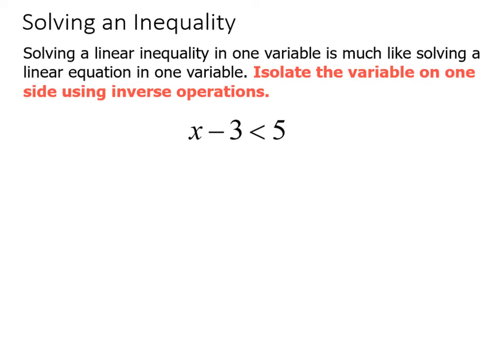Now, in order to solve an inequality, the process is nearly identical to solving an equation. So for this first one, you're going to use inverse operations. If I wanted to isolate the x, I'd have to get rid of that -3. And the opposite of subtracting 3 is adding. So I would add 3 to both sides, and that's going to give me x is less than 8. We just carry that inequality symbol down.